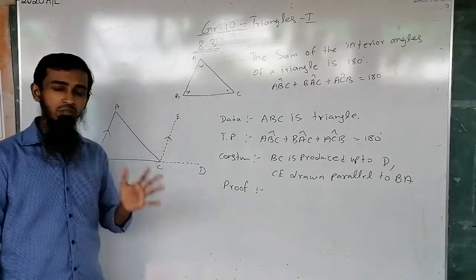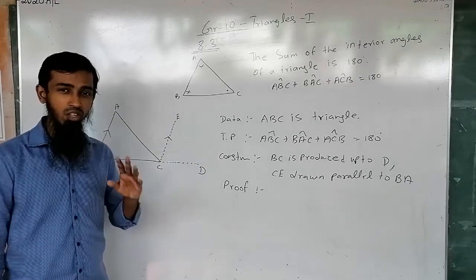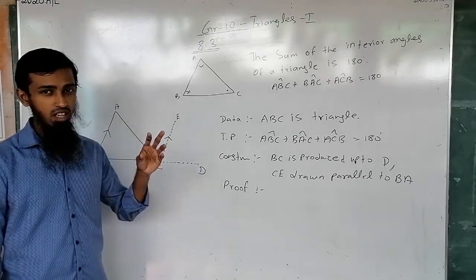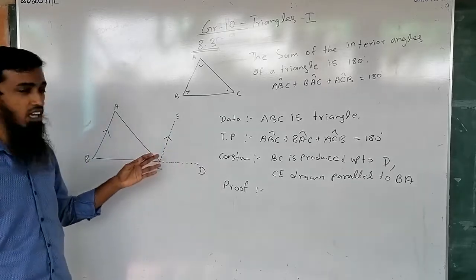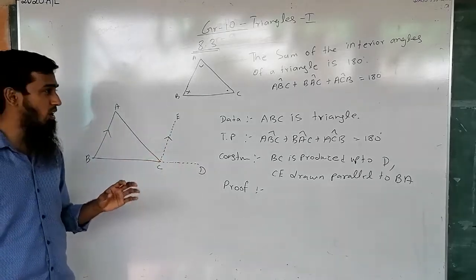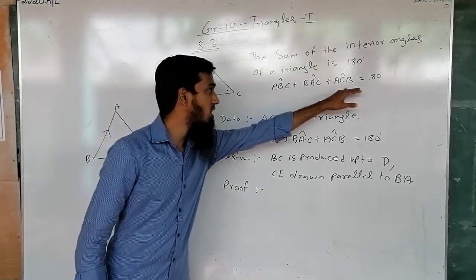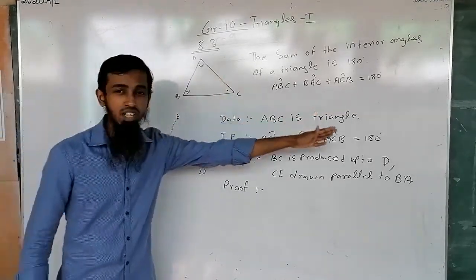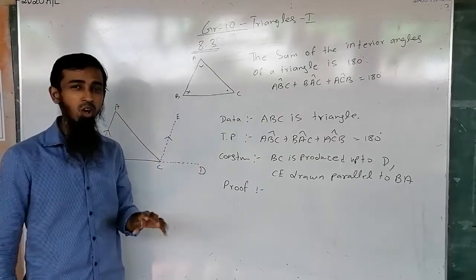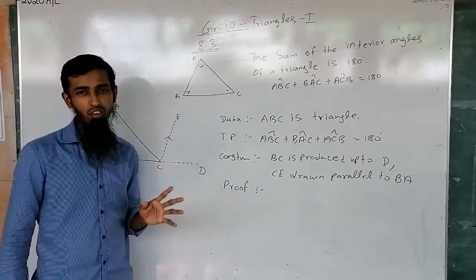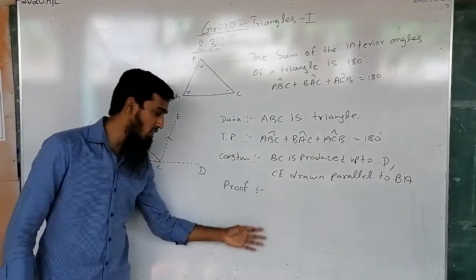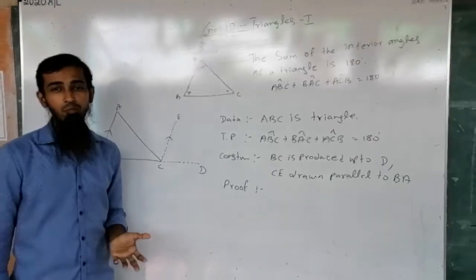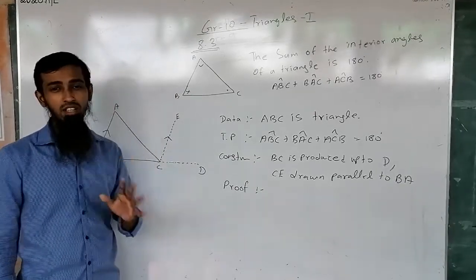So the same theory, same idea we used on the previous theorem, the exterior angle theorem. Likewise, we have to prove this form: all three angles of a triangle add up to 180. So pause this video and try the proof yourself. After you write the proof, continue the video. I'll give the answer.